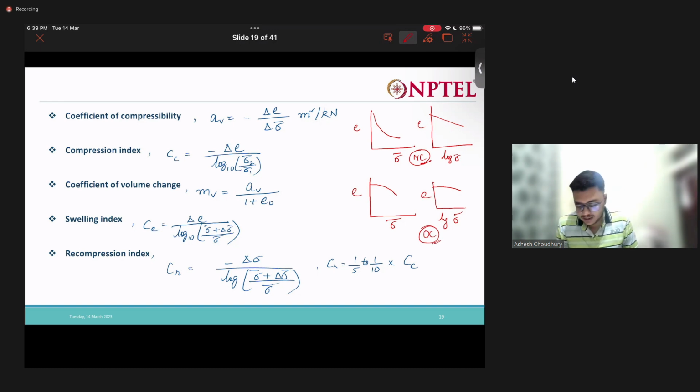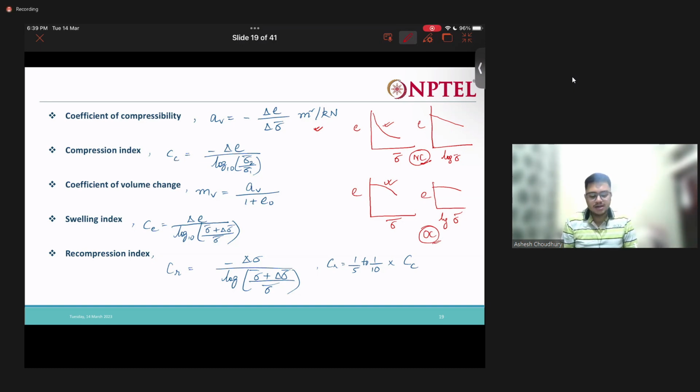Now what is the coefficient of compressibility? The coefficient of compressibility is nothing but the slope of this graph, the slope of my e versus effective stress plot. Why is there a minus sign? Because with an increase in effective stress there is a reduction in the void ratio, so there is a negative sign.